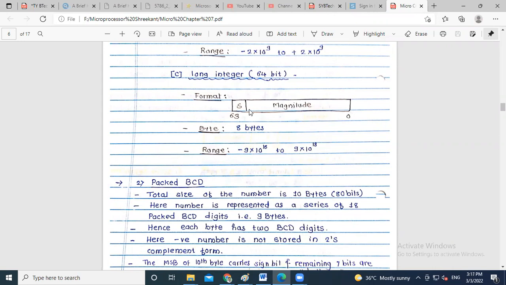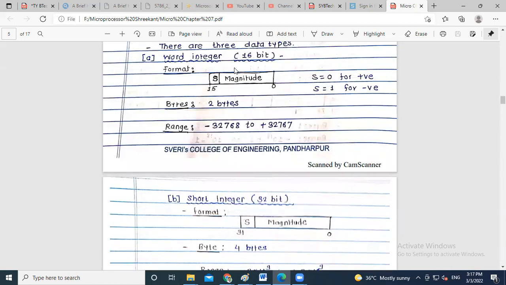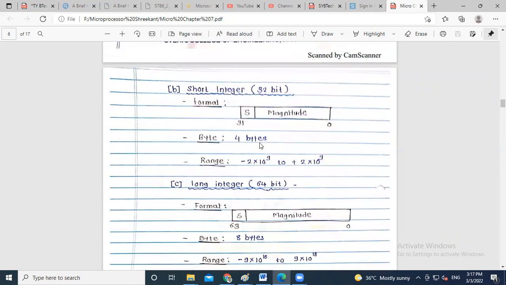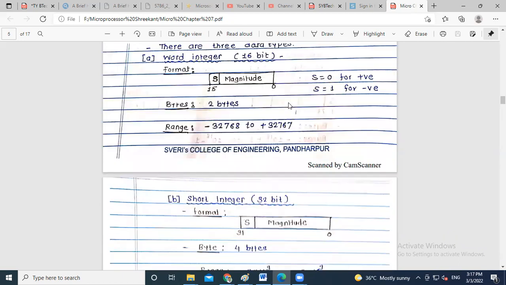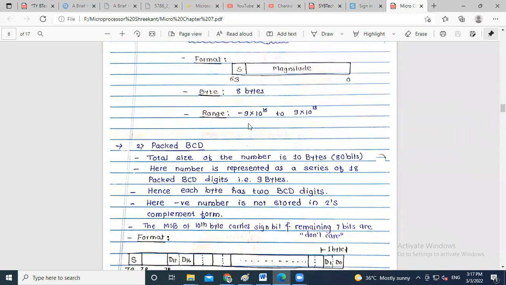And this format is 0 to 63, means 64 bits, and 0 to 62 are the magnitude bits, and the last one is the sign bit, for the range minus 9 into 10 raised to 18 to plus 9 into 10 raised to 18. So a very huge number. That's the range of long integer. Okay, so this is regarding integer. In the integer, three types, just remember: word integer, short integer, and long integer, with 16-bit capacity, 32-bit capacity, and 64-bit capacity respectively.